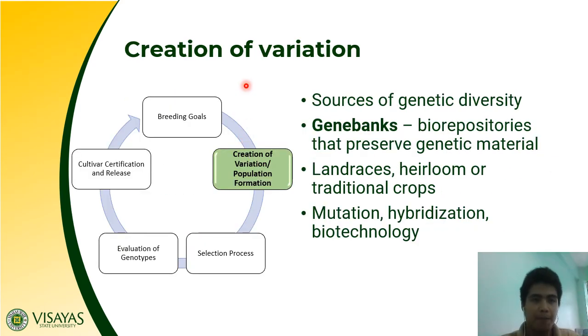The second step in plant breeding after you have formulated your breeding goal is the creation of variation and population formation. So you have to check your germplasm. For example, you want to breed for resistance, then you have to check your germplasm if you have available genetic diversity for disease resistance. So if not, then you have to look for sources of genetic diversity. So for example, in the gene banks, those are biorepositories that preserve genetic material.